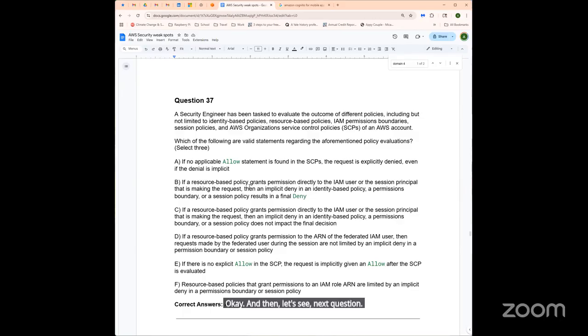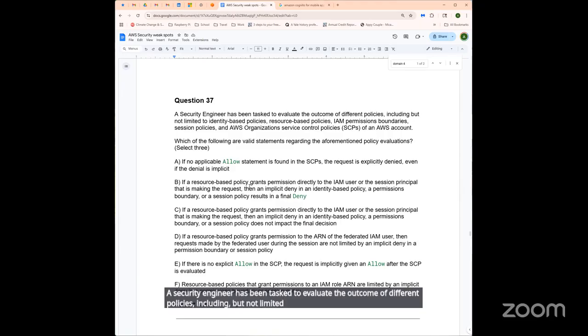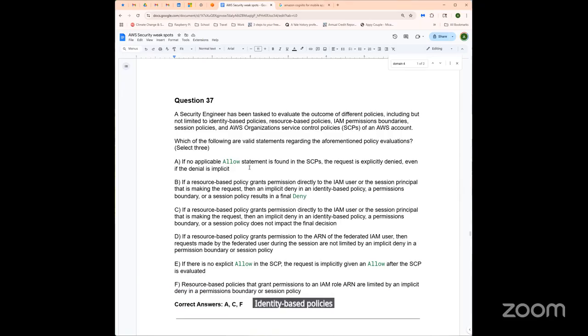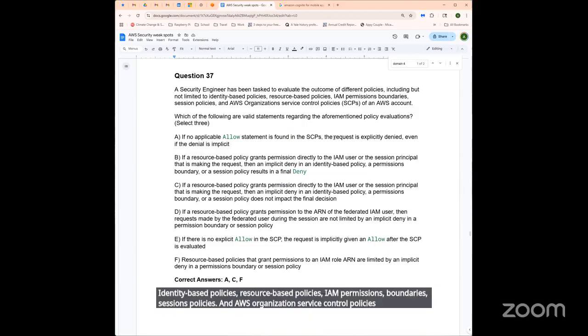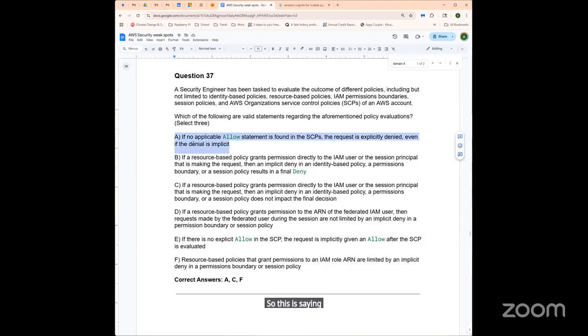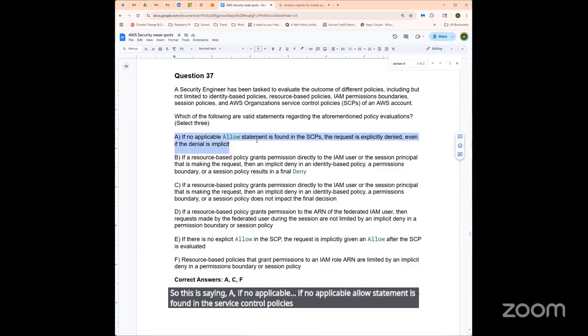A security engineer has been tasked to evaluate the outcome of different policies, including but not limited to identity-based policies, resource-based policies, IAM permissions boundaries, session policies, and AWS Organizations service control policies of an AWS account. Which are the following valid statements regarding the aforementioned policy evaluations? So this is saying A, if no applicable allow statement is found in the service control policies, the request is explicitly denied, even if the denial is implicit.